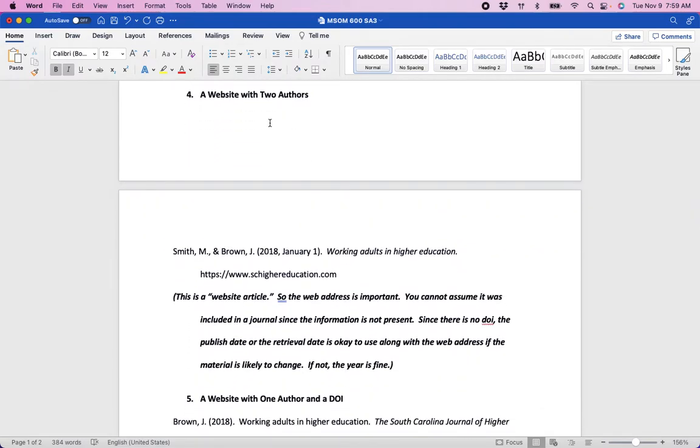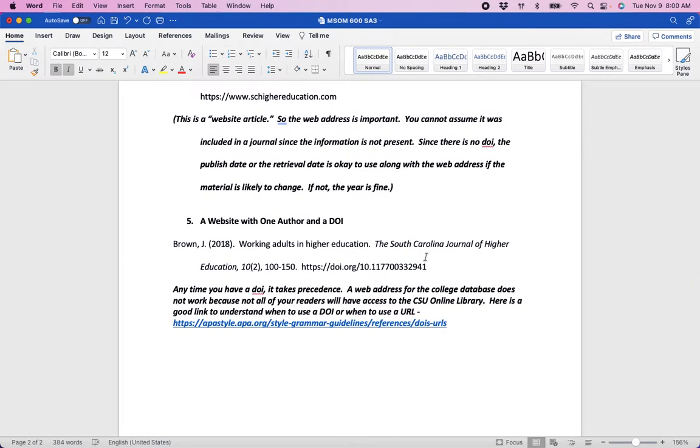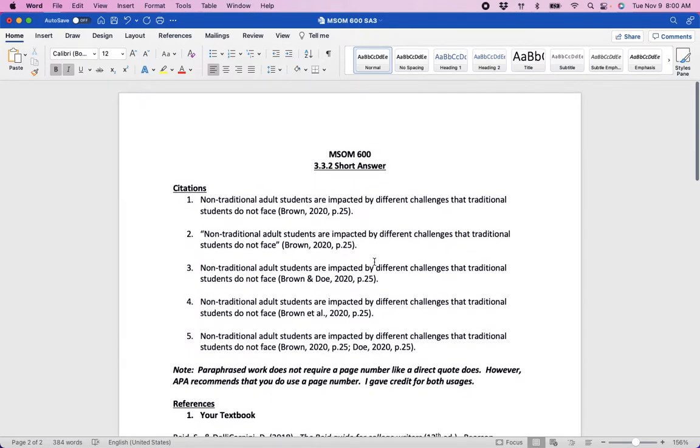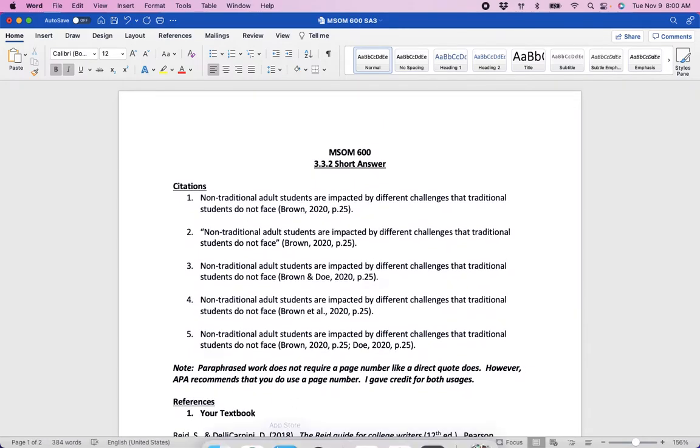Now, if you have a website with two authors, you put the year of publication and the date of the publication, and then you have the title, Working Adults in Higher Education. And again, first word capitalized, subsequent words lowercase letters, okay? And then finally here, if you have the website and you have the DOI, you don't include both. DOI takes precedence over those, okay? So I just want to make sure that you look at those, that you pay attention to those going forward.